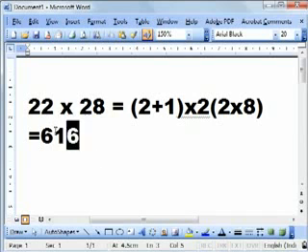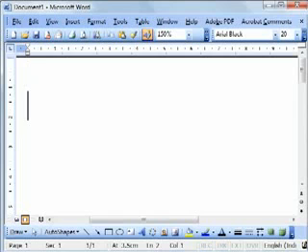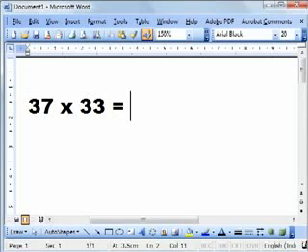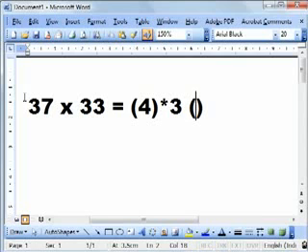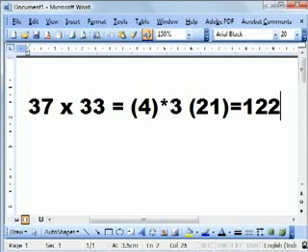Let's try another number. Let's take 37 multiplied by 33. So 3 plus 1 gives us 4, multiplied by 3 gives 12, and 7 into 3 is 21. So the answer is 1221. Simple.